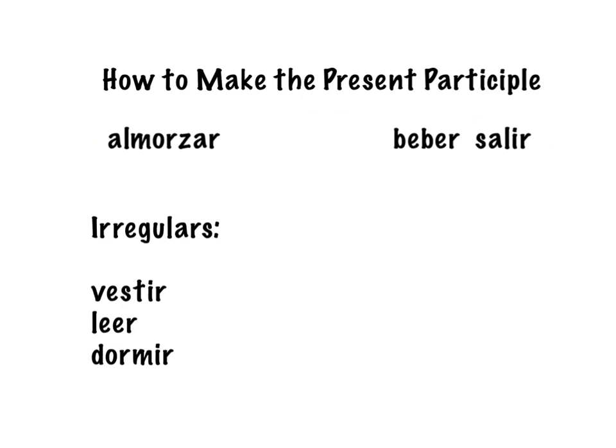Okay, so let's make the present participle. We're going to start where we usually start, which is with the infinitive. We'll chop off the AR, the ER, or the IR, and we'll add an ending. For almorzar, the equivalent of ing for AR verbs is ando. So for almorzar, it's almorzando. For ER and IR verbs, the ending is yendo. So bebiendo, saliendo.